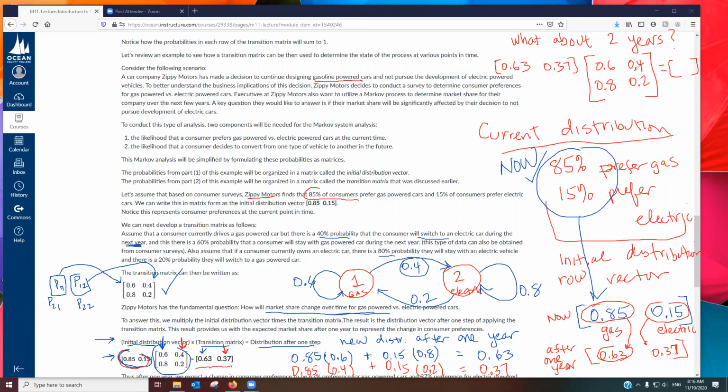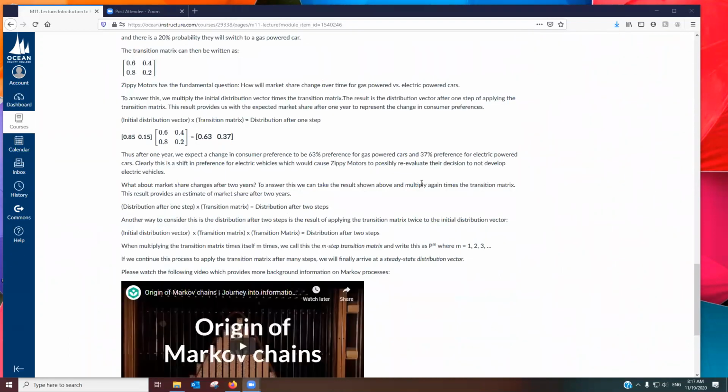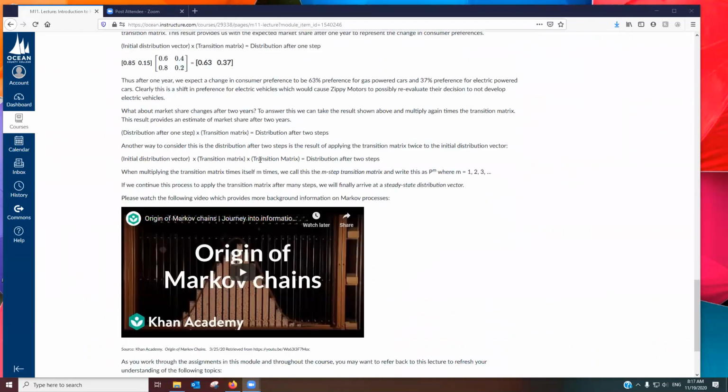This is the idea of working with this Markov system, it's called. It allows you to take a transition matrix and apply it to some initial state of affairs. We call that the initial distribution vector. The answer you get is the new distribution after the transition has taken place. And again, you could do this multiple times. If I take the initial distribution vector and multiply it by the transition matrix 2 times, this would give me the distribution after 2 steps, like after 2 years, for example.